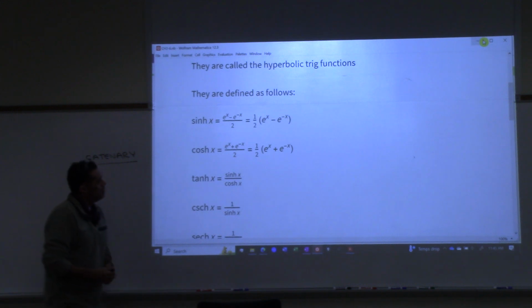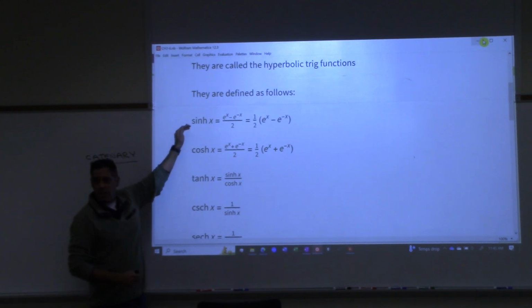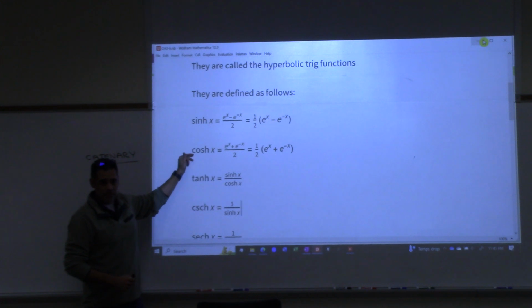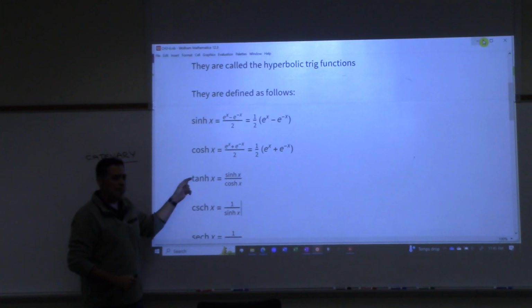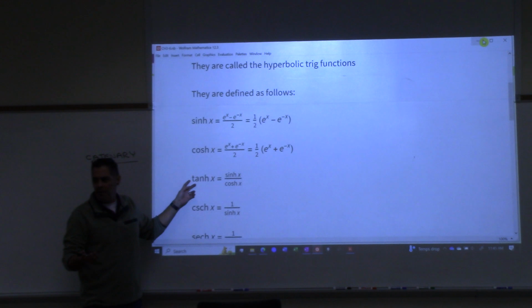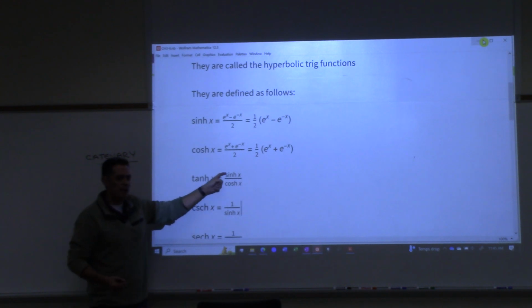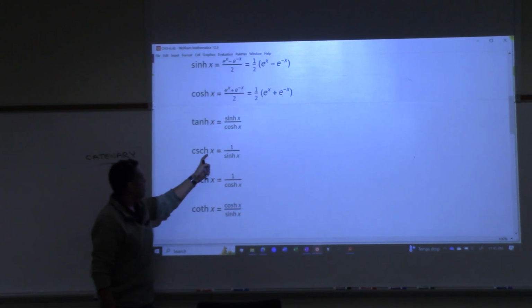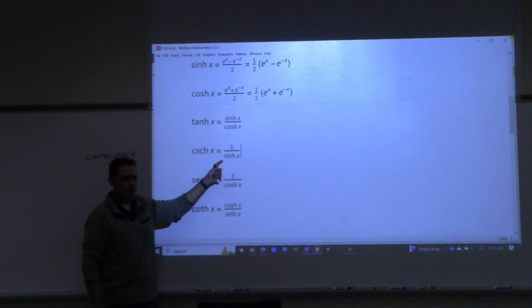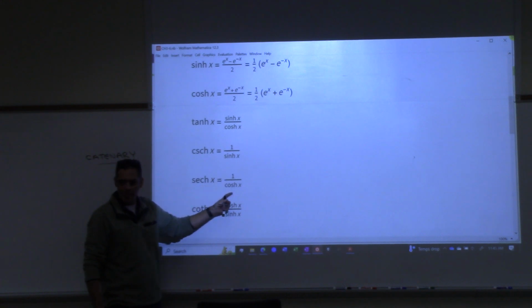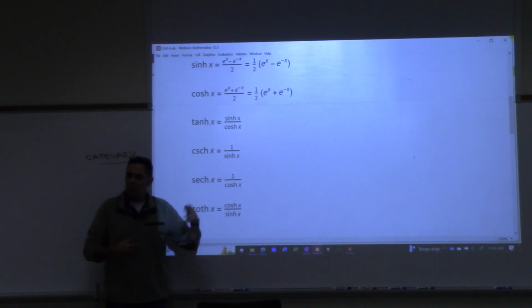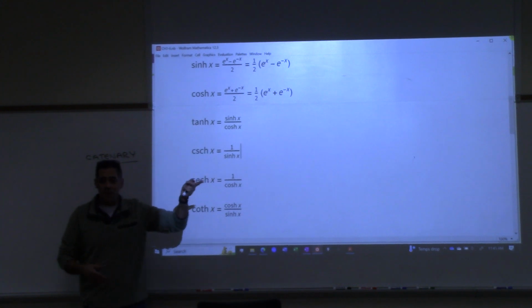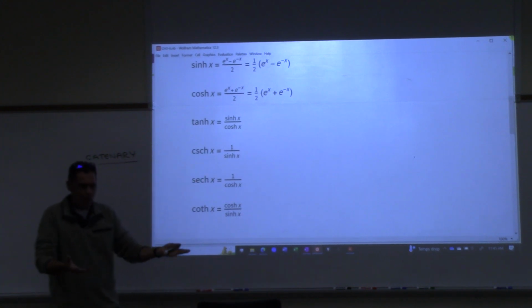Okay, so we have the precise definitions for hyperbolic sine and cosine. Now, hyperbolic tangent is just what you would think it would be. It's the ratio of sine hyperbolic and cosine hyperbolic, just like in the others. And the rest are also the same. Hyperbolic cosecant is the reciprocal of hyperbolic sine. Hyperbolic secant is the reciprocal of hyperbolic cosine, and then cotangent. Once you have the hyperbolic cosine and hyperbolic sine established, all the others just fall out from it.